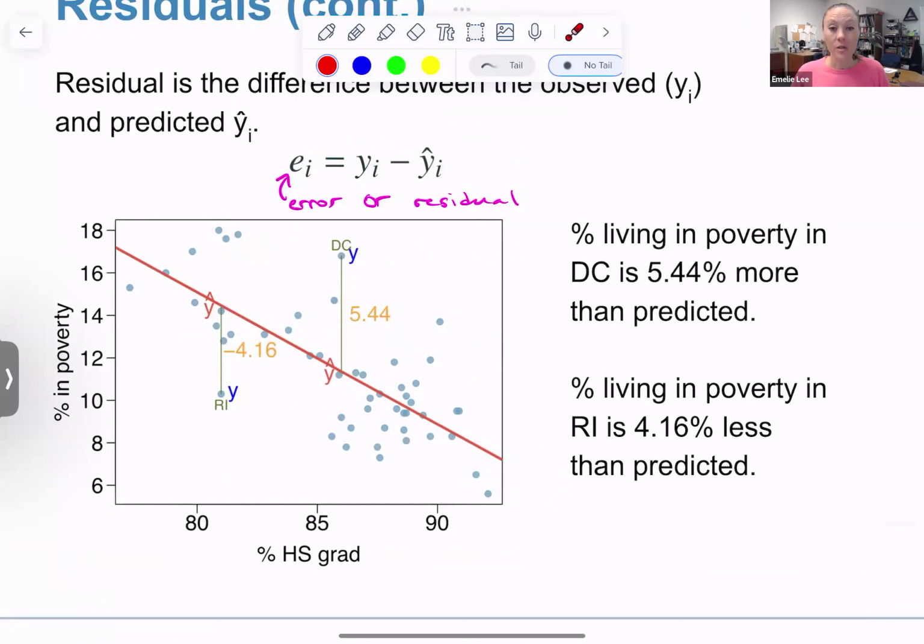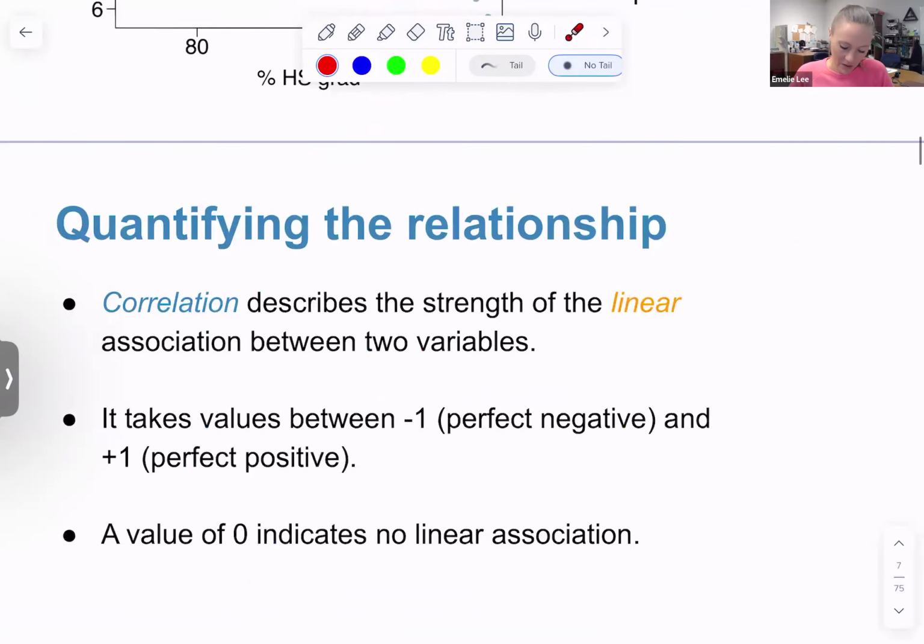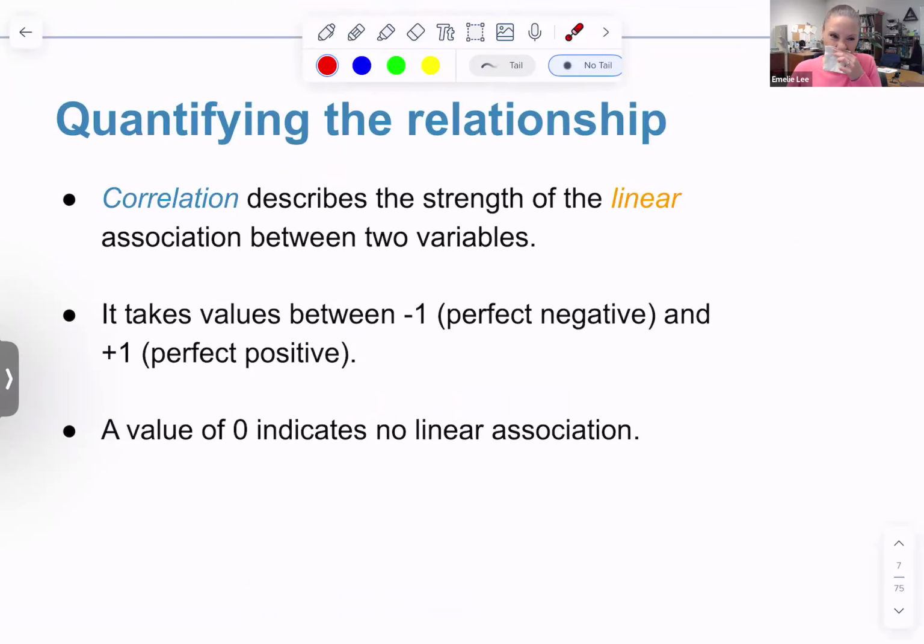Okay, so what the line does, I'm skipping ahead a little bit here, but what the line does is it minimizes those squared residuals. Okay, and we're going to square them because otherwise, if I add these all up, I'll get 0 just because of how the line was made. So we have to square these so that we can add them up, and we've seen that before.